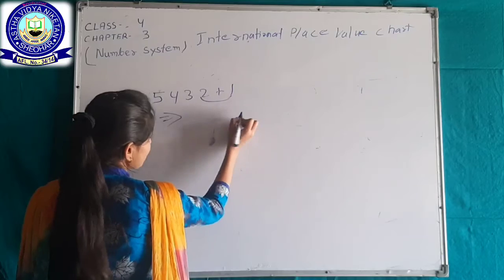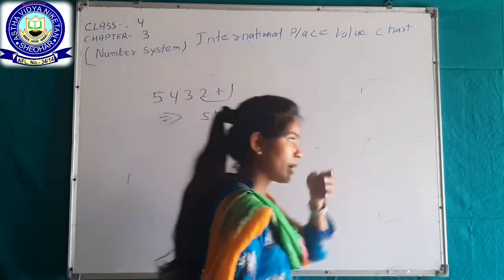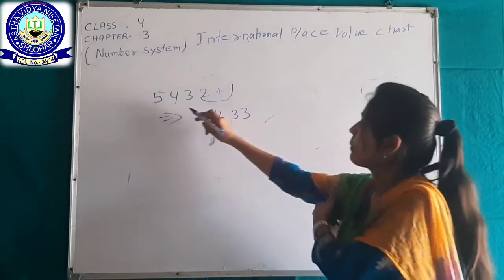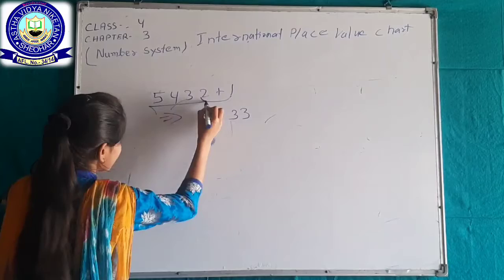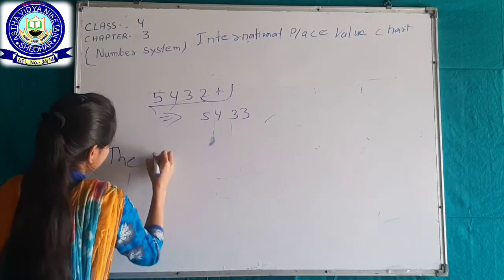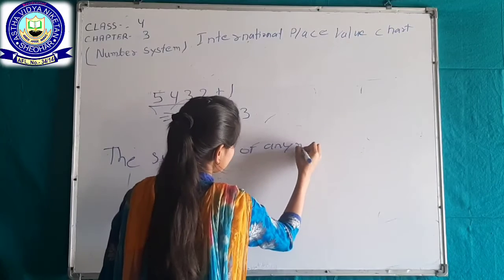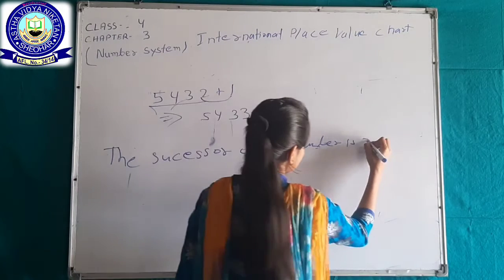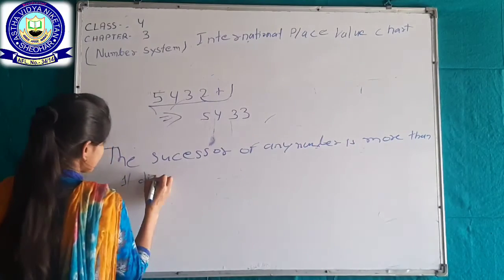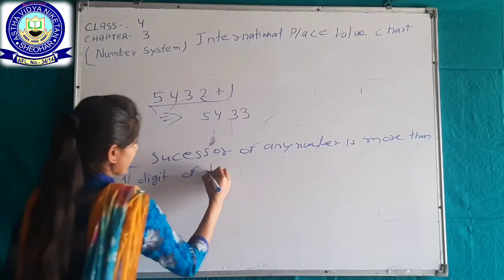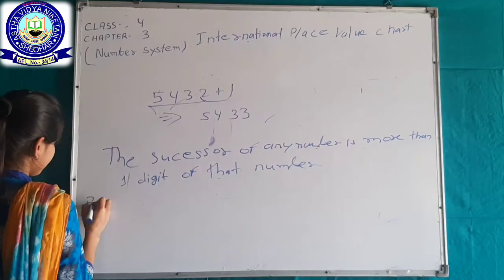5432 plus 1: 2 plus 1 equals 3, then 3, 4 and 5. 5433 is the successor of 5432. The successor of any number is more than one of that number.